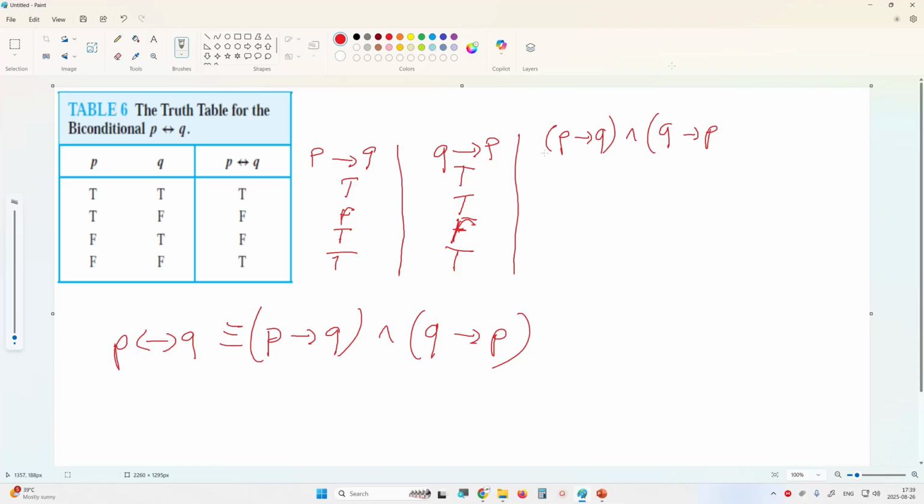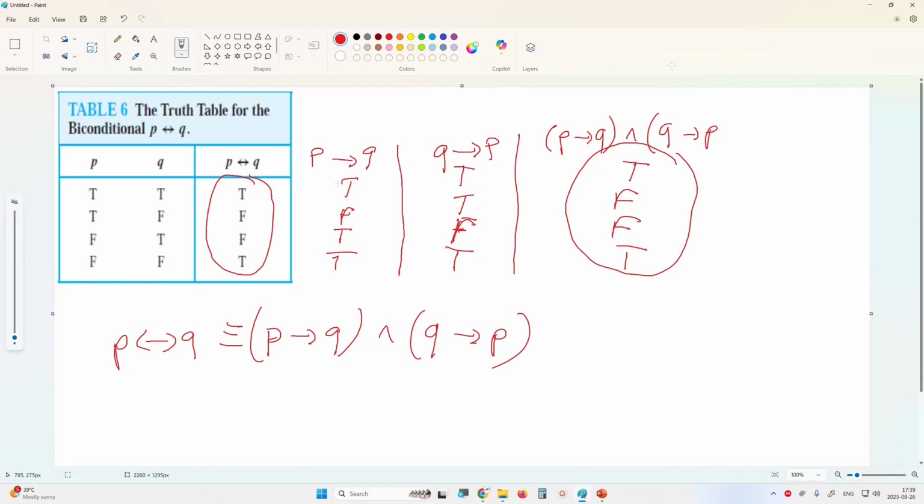So far, so good? That means let's do the AND. The AND is going to be true if both of them are true. So this says both of them are true, that means this is true. Not both of them are true, that's false. Same thing. Both of them are true, that's true. And then we can see that these have the exact same results.